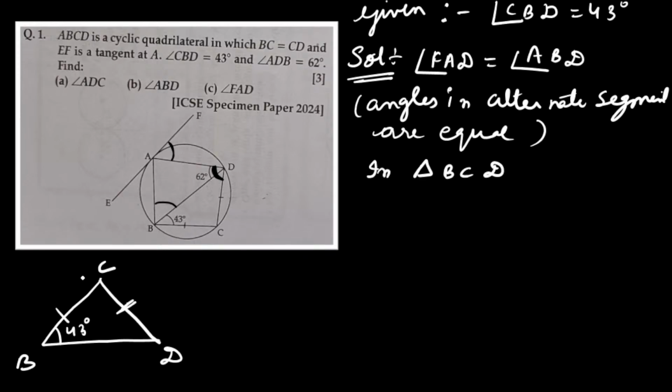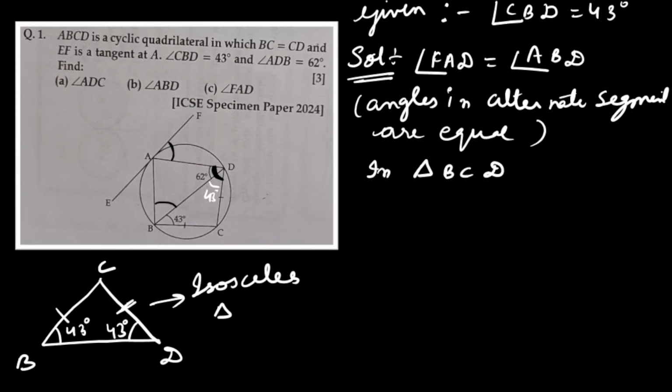If two sides of a triangle are equal, then two angles will also be equal, the angles facing those two sides, because of the property of the isosceles triangle. Two sides are equal and two angles will also be equal. So angle D is also equal to 43 degrees.